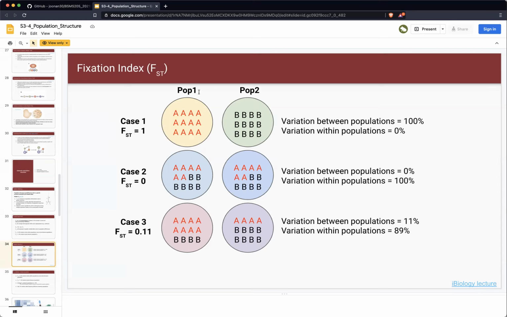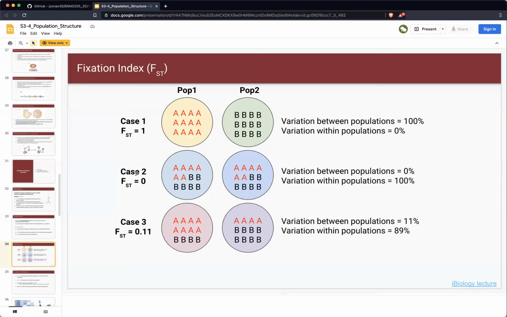Okay, so if you look at population 1 and 2, these two populations have totally different genotypes. So in that case, we can say that these two populations' genotype information are totally different. So the difference is explained by total genotype information. So that is the fixation index is 1, right?